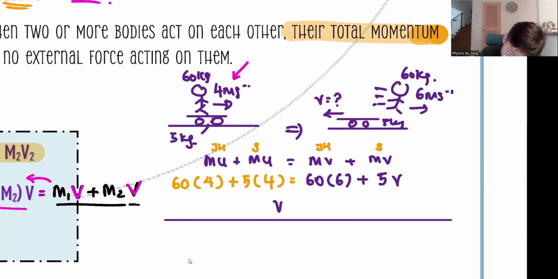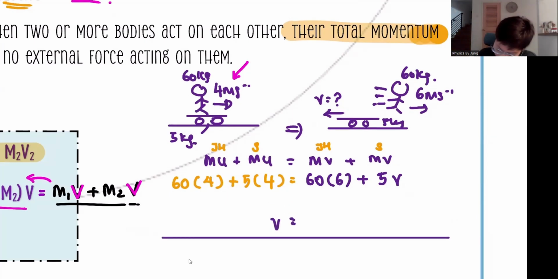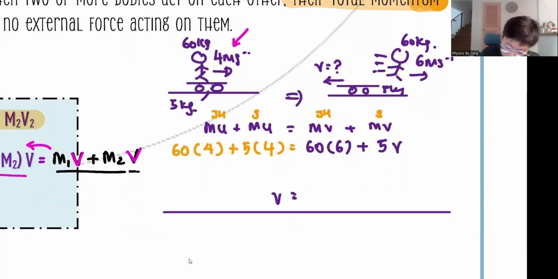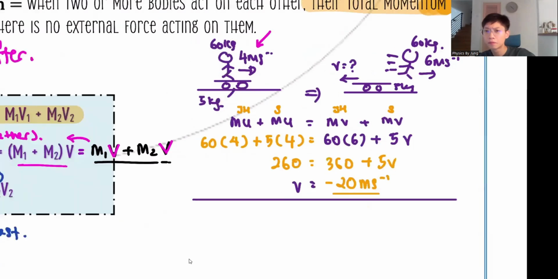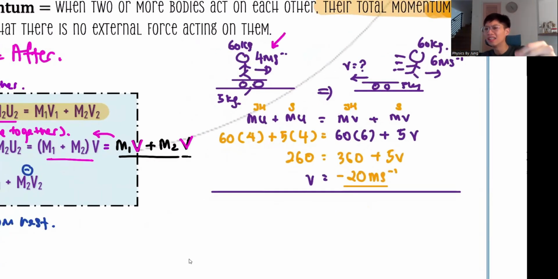If you realize, this calculation will give you a very special answer. Whatever is on the left hand side, this is 260, this is 360 plus 5V, right? So your V becomes, yes, Axel, thank you very much, negative 20 meters per second. Can you tell me why this velocity is negative? Anybody? Why is my answer negative?